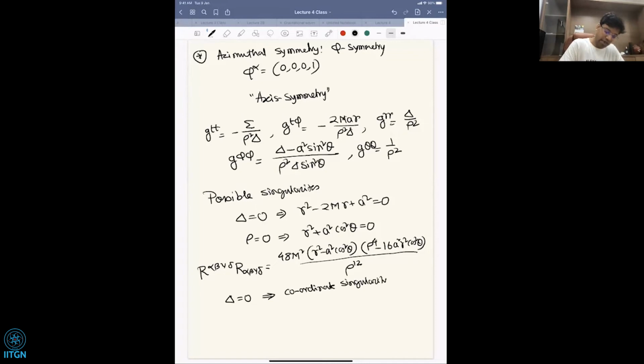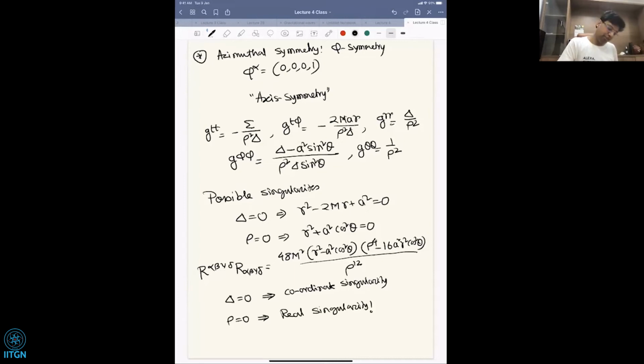Singularity. But rho equal to 0 is a serious condition. The scalar invariant itself diverges. That means if it diverges in one coordinate, since it's a scalar invariant, it will diverge in all coordinates. So by choosing a clever coordinate, you will never get rid of this divergence. Therefore rho equal to 0 is a real singularity. It's a physical singularity of the metric.